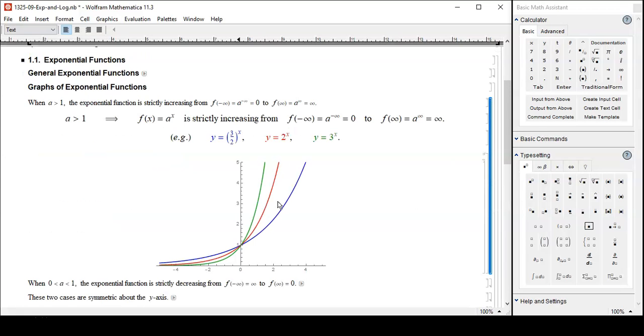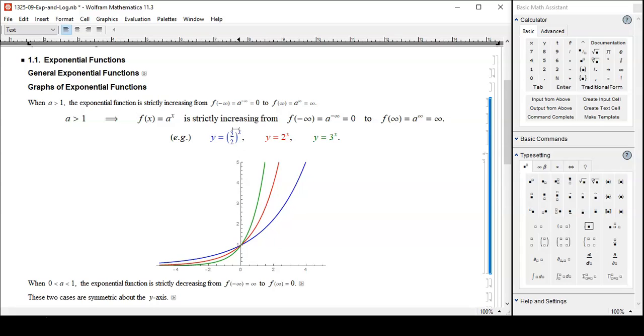Here are some examples. 3/2 to the x power, so 1.5 to the x power, that's blue, 2 to the x power, that's red, and 3 to the x power, that's green. Of course, I could have thought of many other examples, but 3 examples like these are sufficient. You see, a is all greater than 1, so repeated multiplication will make things bigger and bigger. So as I move to the right, the graphs are all going up.